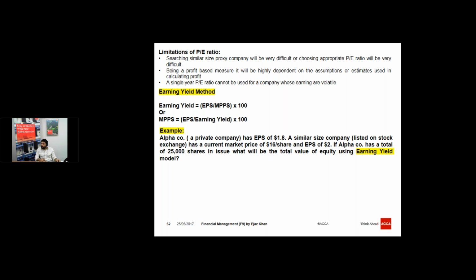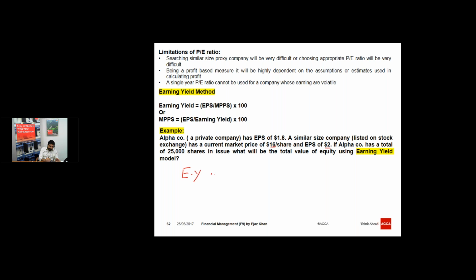The earning yield method is similar to the price earning ratio method. It will give you a similar value as the price earning ratio because it's not different from it. The only difference is the way we calculate it. Let me look at this example. If a company has an EPS of 1.8, and a similar size company has a current market price per share of $16 and EPS of $2, and ACCA company has a total of 25,000 shares, what will be the total value of equity? First, we need to calculate the earning yield.